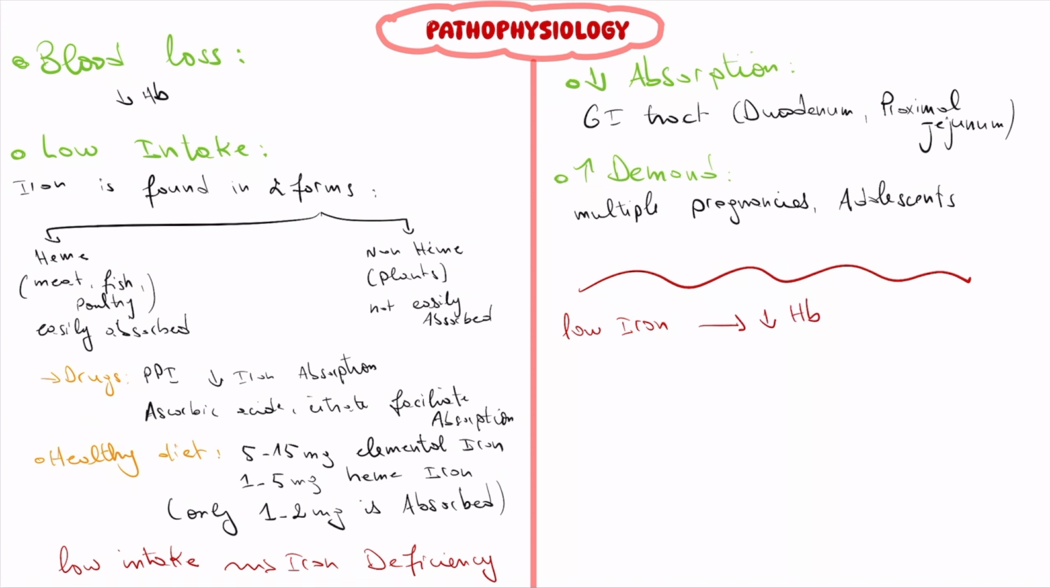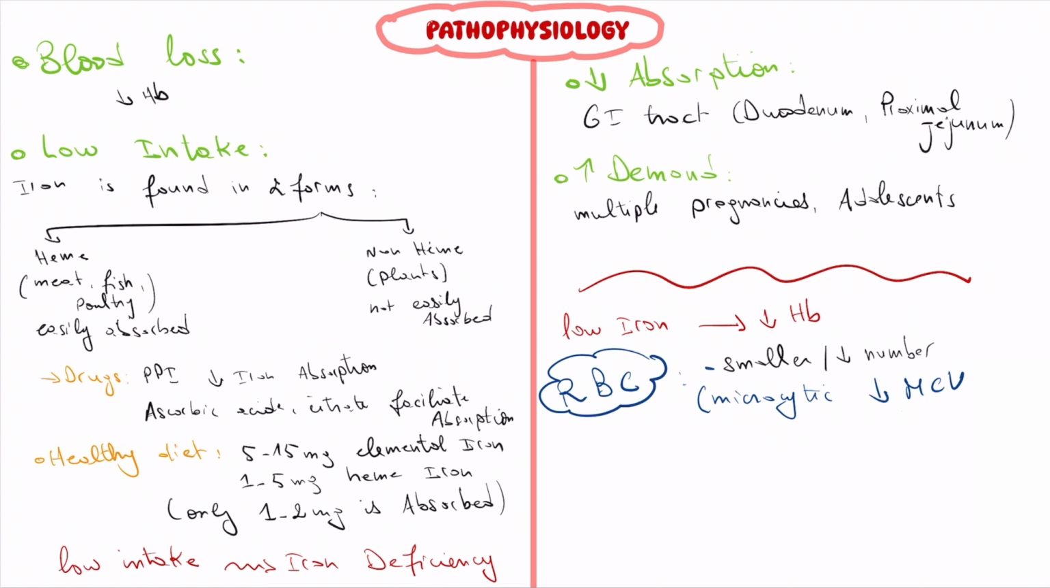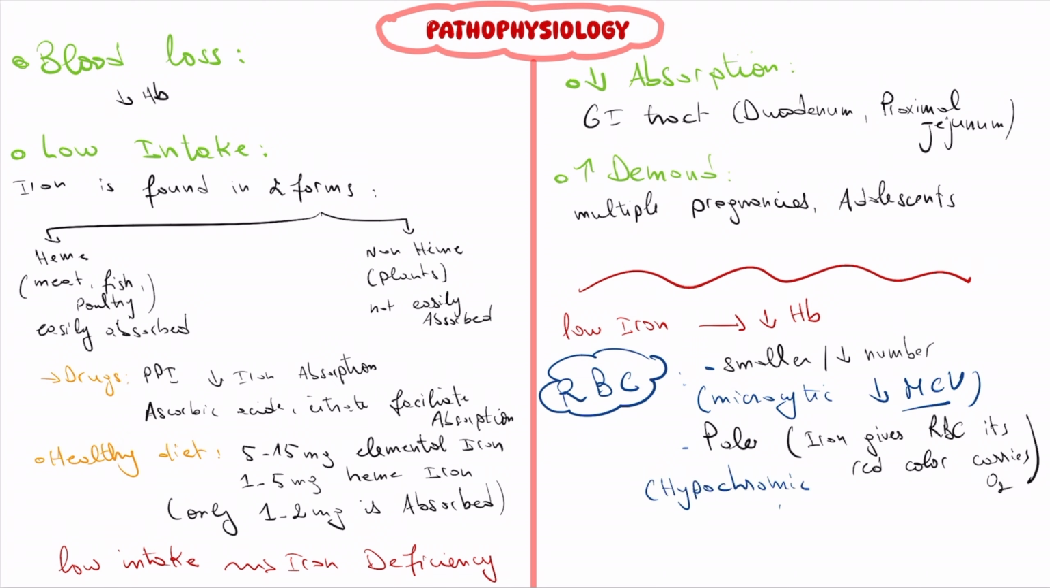The red blood cell in this type of anemia will appear smaller with a low number, which explains why we find a microcytic anemia in the full blood count. Microcytic means it's smaller in size, since the MCV reflects the size. It will also appear paler since iron gives the red blood cell its red color as it carries oxygen, meaning we'll have hypochromic anemia as well. Low MCHC as it indicates low hemoglobin.